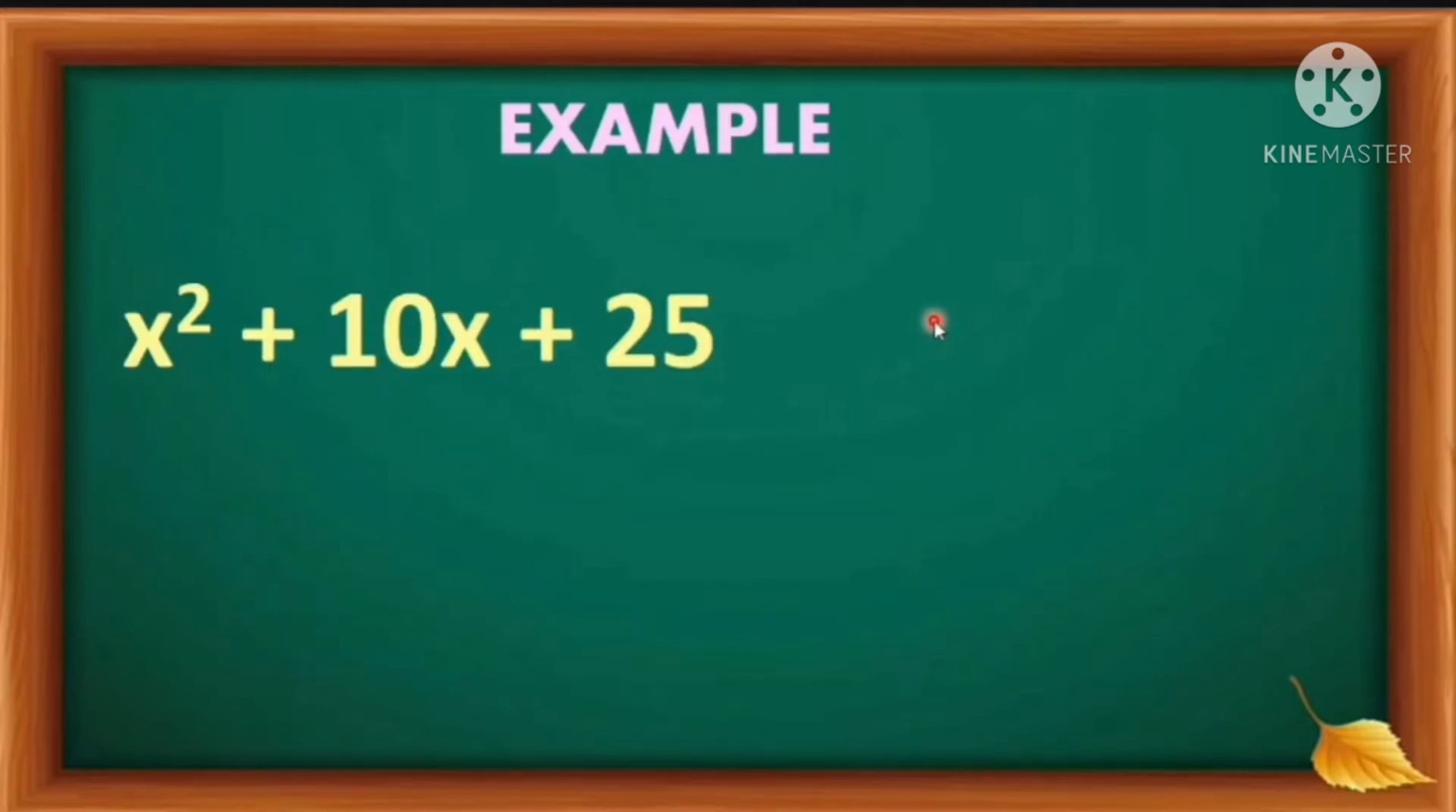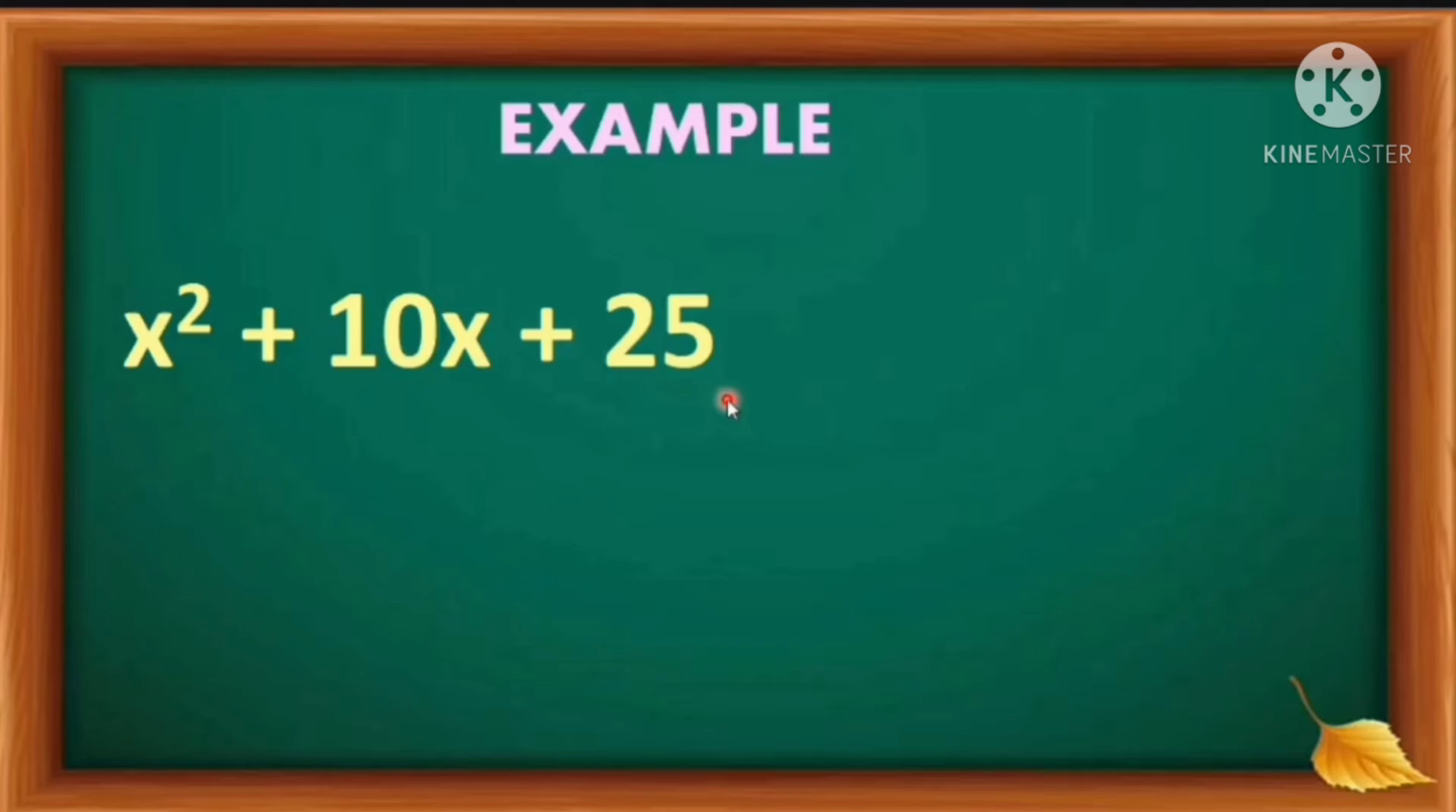Okay, let us have an example. Suppose we have x squared plus 10x plus 25. Is this a PST or a perfect square trinomial? Notice that the first term is a perfect square. The last term or the third term is also a perfect square. The square root of 25 is 5. The square root of x squared is x. So 5 times x is 5x, times 2, it's 10x. So therefore, this example here is really a perfect square trinomial.